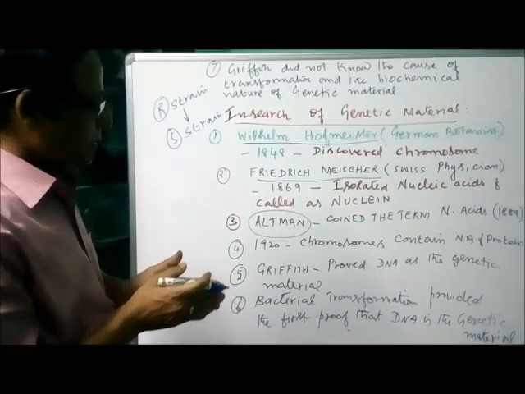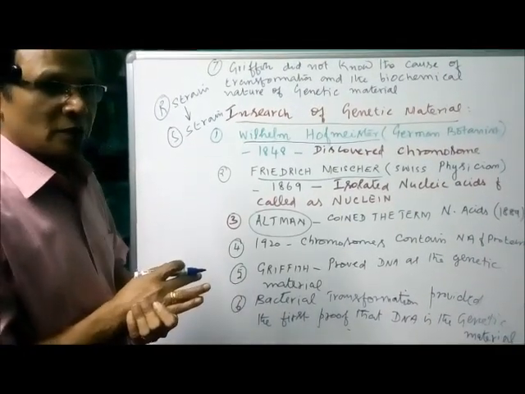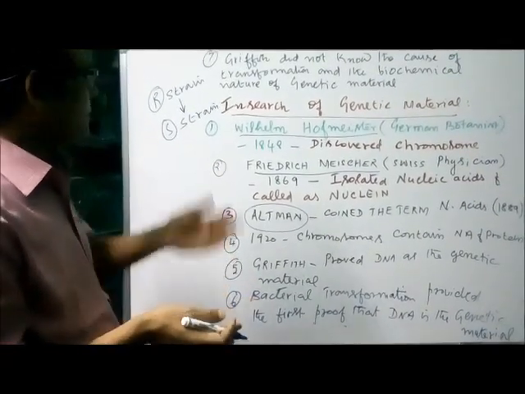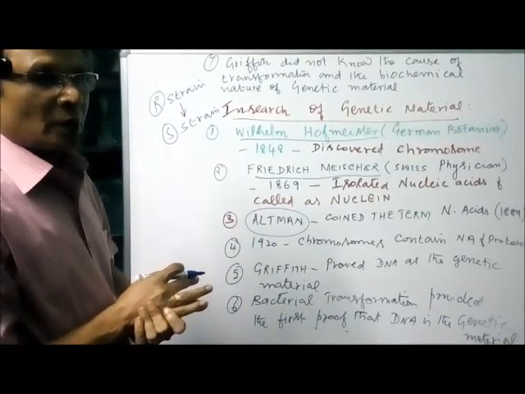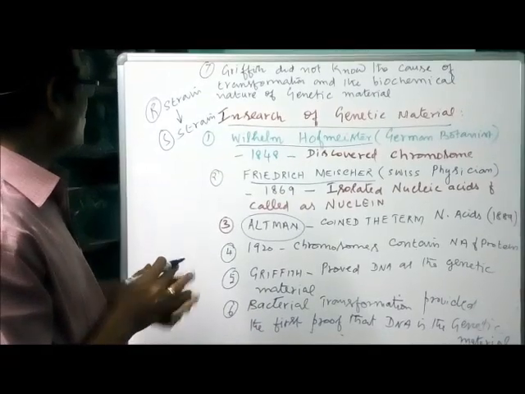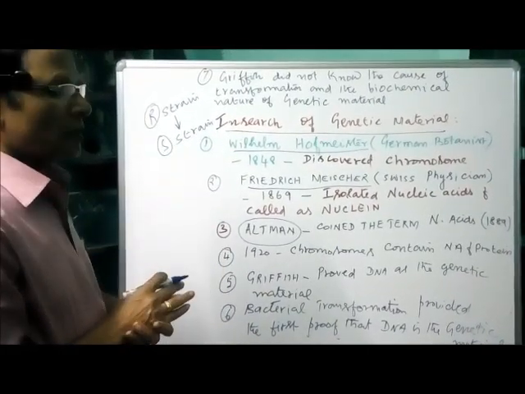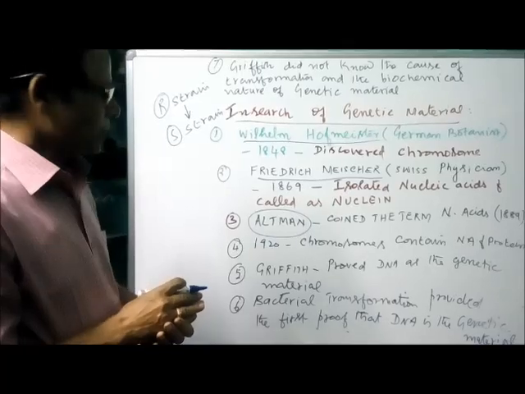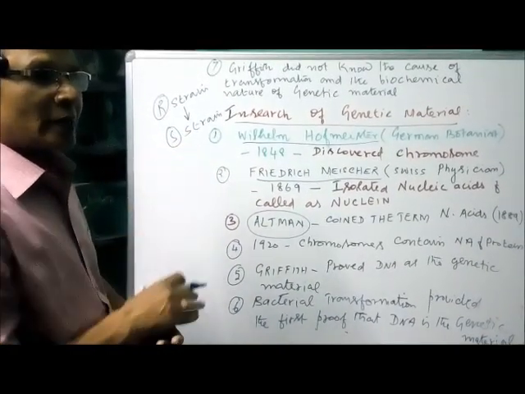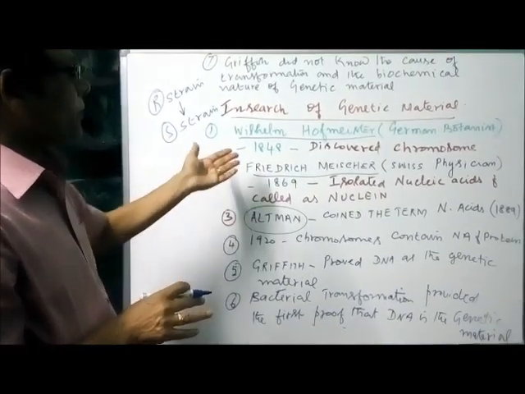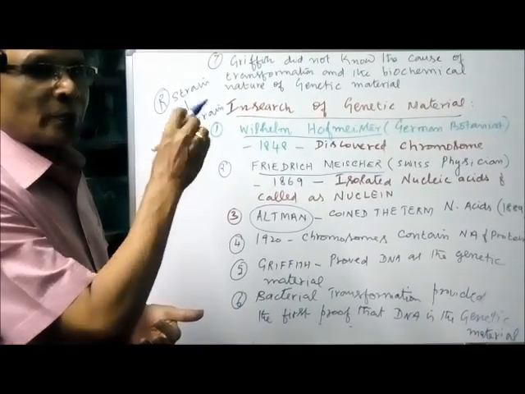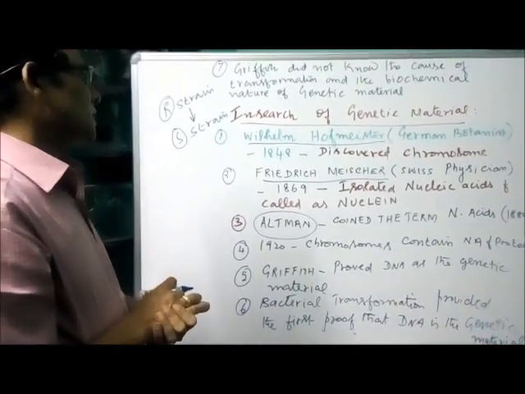So later, in 1944, three groups of scientists redid Griffith's experiment in order to find out the transforming principle, the one responsible for converting one strain, the R strain, into the S strain. That is a separate experiment we have later. So this is about what we have in search of genetic material, the historical background that came from people to know about DNA. That is what we have.